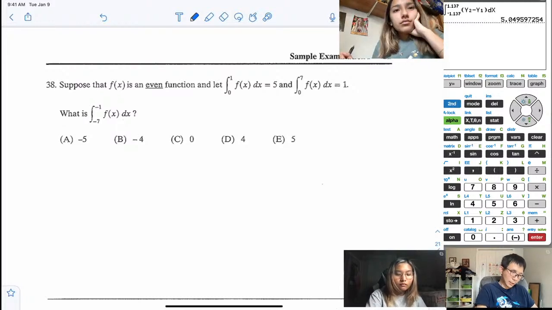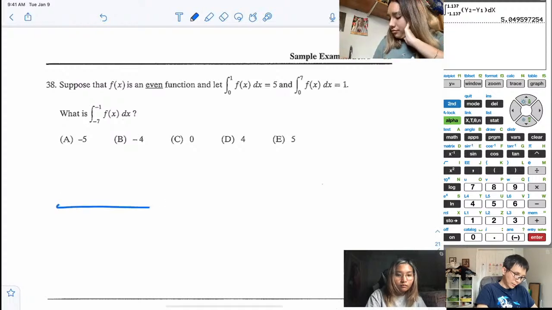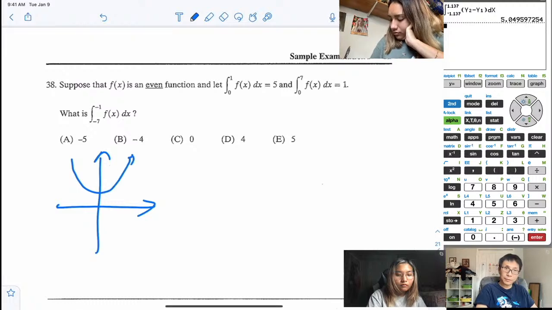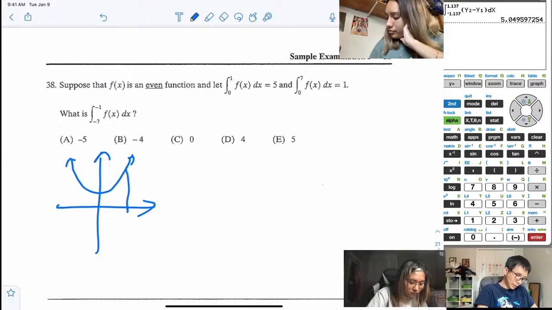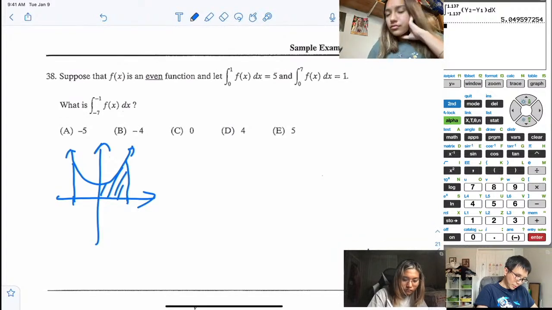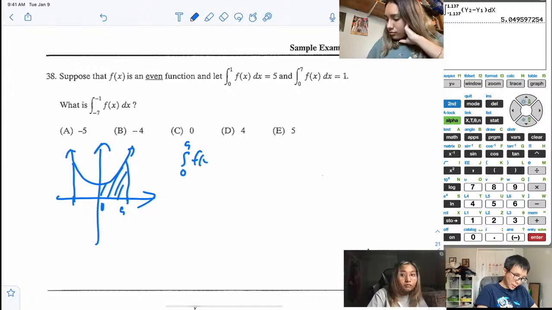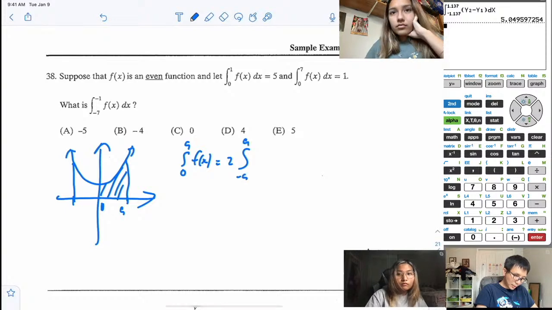Even function means something is symmetric to the y-axis. So like this, that's an even function. A parabola is an even function. Absolute value is an even function because they are symmetric left and right. So that means the area between 0 and a of f of x is equal to 2 times the integral from negative a to a of f of x dx. So that's called an even function.